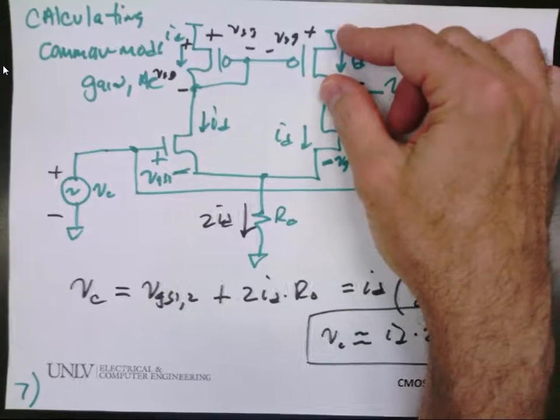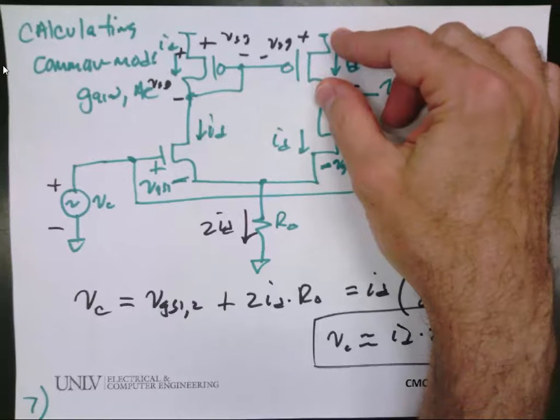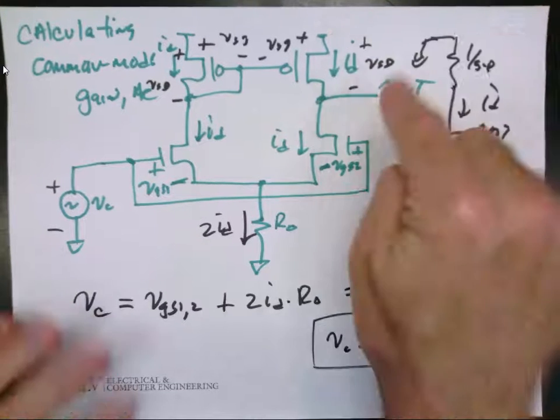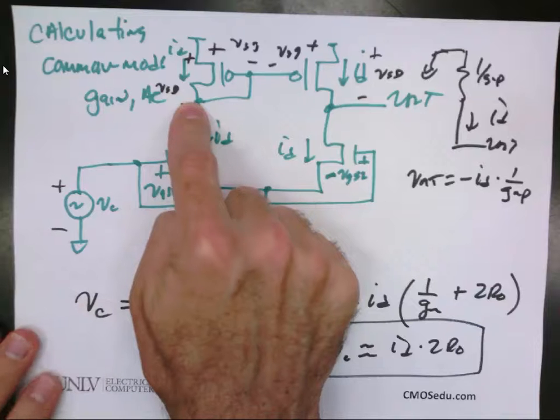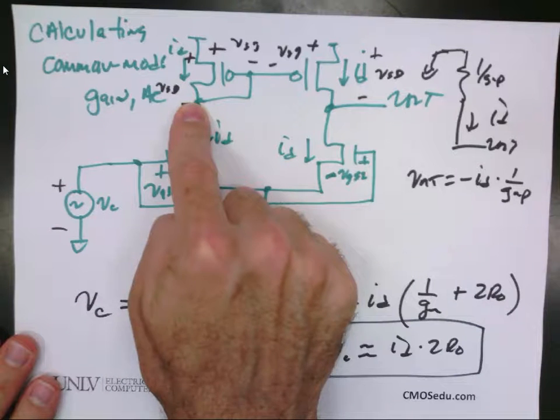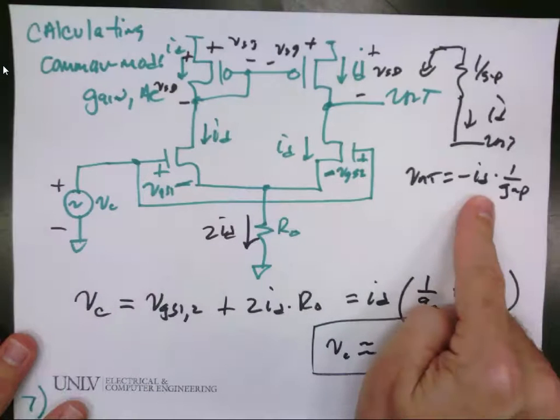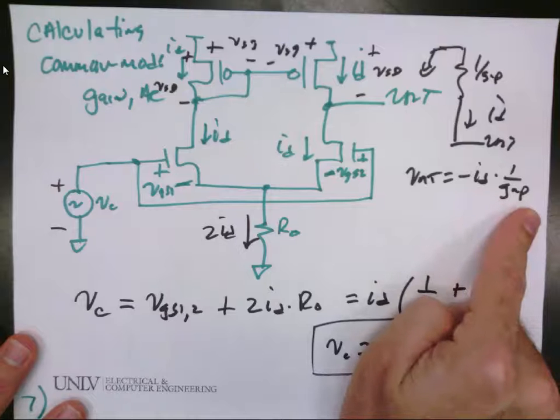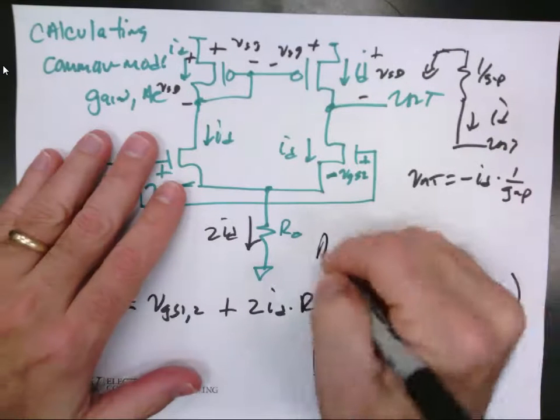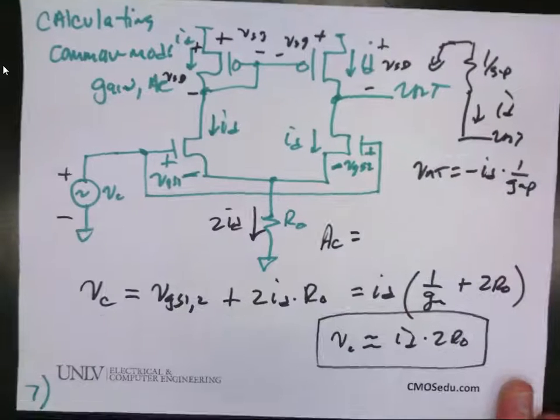That was the number one rule when we talked about matching. So then V out has to be the same voltage as this one, which has to be minus ID times 1 over GMP. So my common mode gain, any questions?